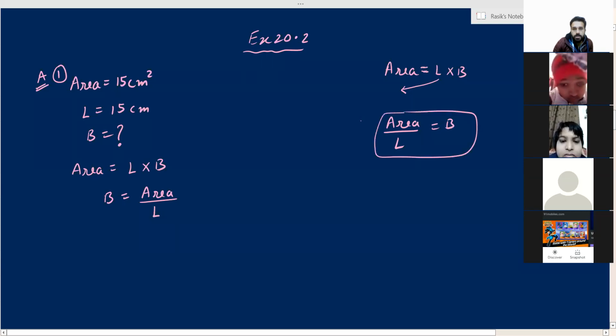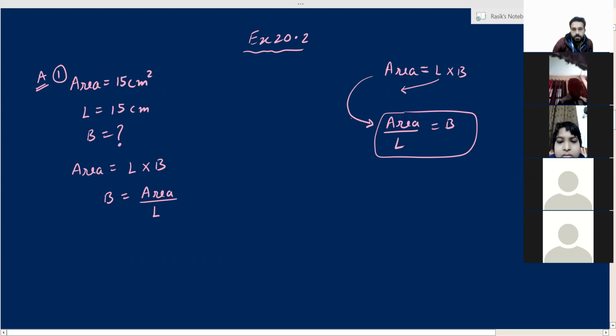Sir, but if we have to find the length of an area and breadth is given, then also we will divide area by breadth. Okay. We will get the length. Same relation. Same kind of question.